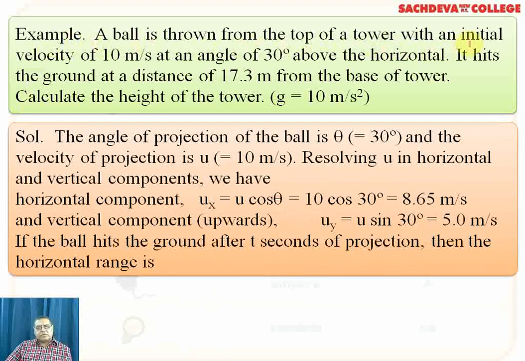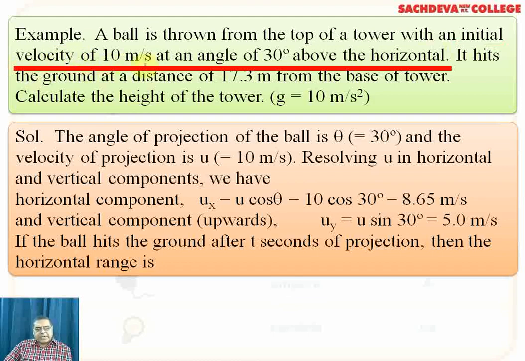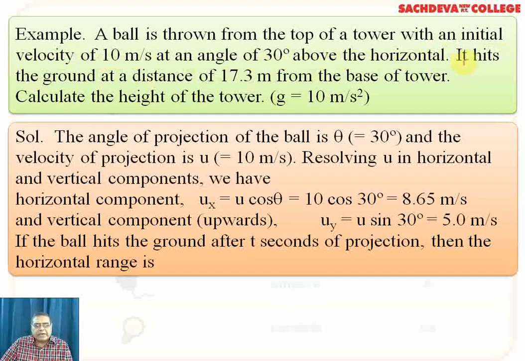So again, it is the projection of a projectile from a height, from the top of a tower, with an initial velocity of 10 meters per second at an angle of 30 degrees above the horizontal. It hits the ground at a distance of 17.3 meters from the base of the tower. That is supposed to be the range. So calculate the height of the tower. g is 10 meters per second square. So here in this question, the angle of projection is 30 degrees and the velocity of projection is u, and that is 10 meters per second.